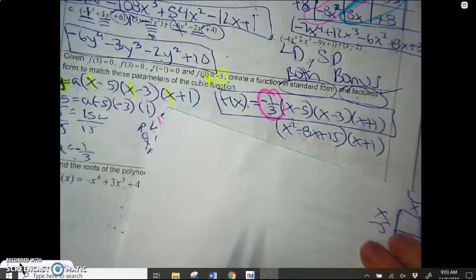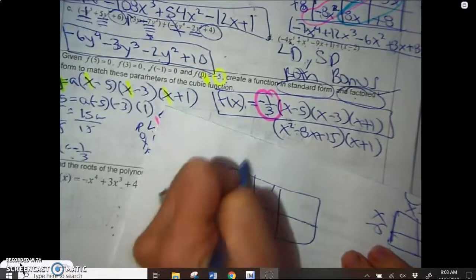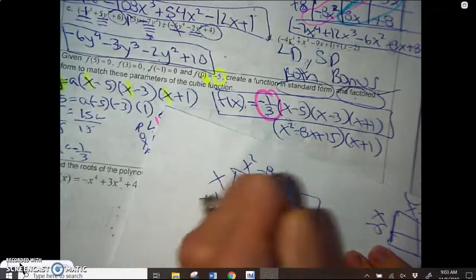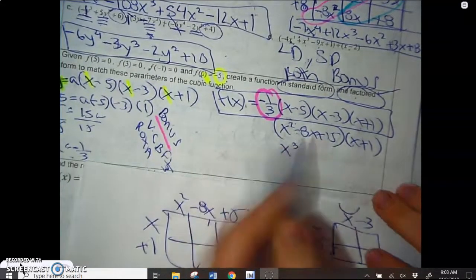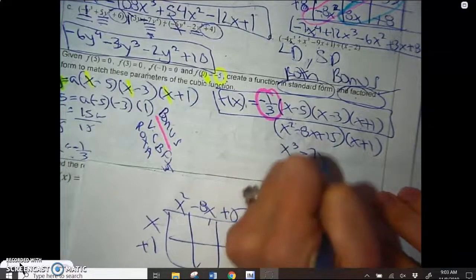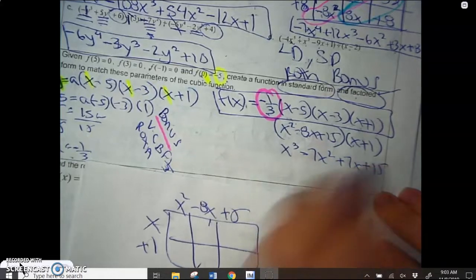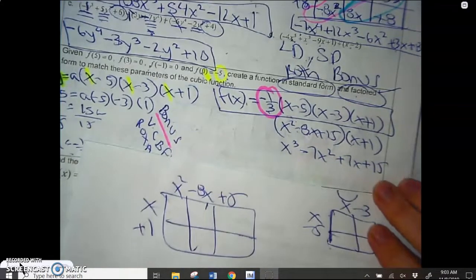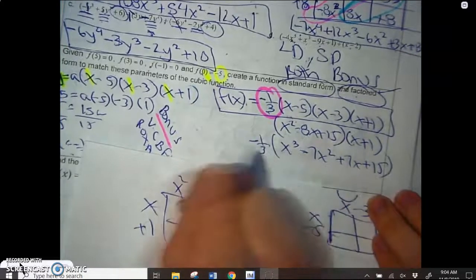So I'm going to do a 2 by 3 box. x plus 1, x squared minus 8x plus 15. Multiply, multiply, multiply. I end up with x cubed, let's see, minus 7x squared plus 7x plus 15. Hopefully I did that right. Okay. Then I would multiply that by negative 1/3.